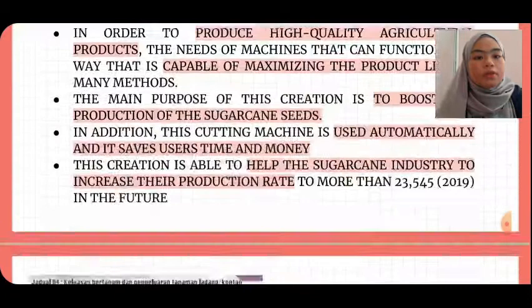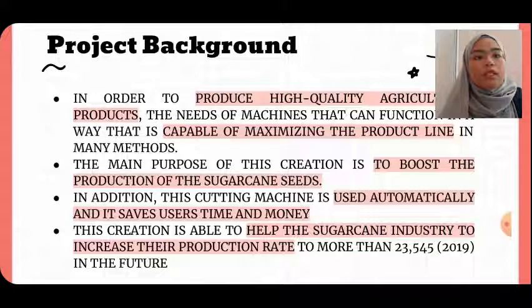Project background. To produce a high-quality agriculture product, we need a machine that is capable of maximizing the product lines. The second one is, the main purpose of this project is to boost the production of sugarcane seed. The third one is, the cutting machine that uses an automatic mechanism should be used to save user time and money. The last one is, this project is to help the sugarcane industry increase their production rate for future purposes.